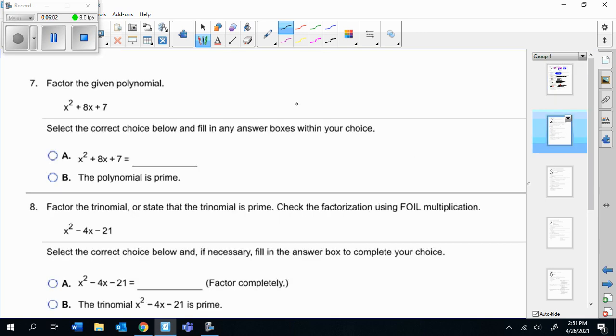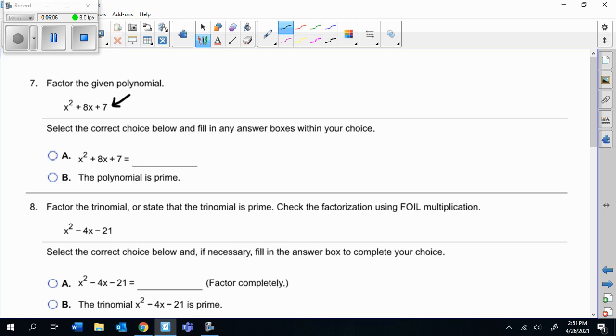All right, page 2, factor. I need two numbers. They need to multiply to 7, and they need to add to 8. So I tried to vary the level of difficulty. The only thing that multiplies to 7 is 7 times 1. And 7 plus 1 definitely adds up to 8, so that's that.